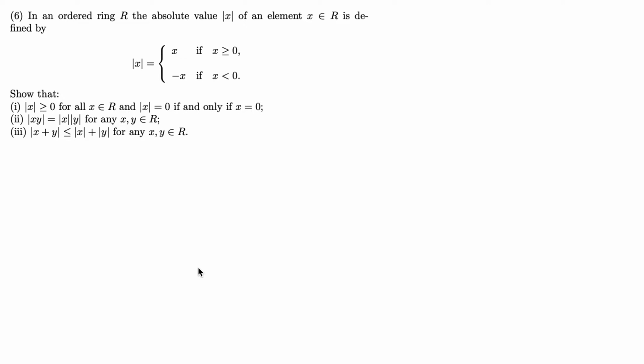Then to show that the absolute value of xy is equal to the absolute value of x times the absolute value of y for any two elements x, y in R. And finally to show that the triangle inequality holds, in the sense that the absolute value of x plus y is less than or equal to the absolute value of x plus the absolute value of y for any x, y in R. So take a couple seconds to try this out for yourself. Then we'll do some hints. Then we'll get in with the proof.